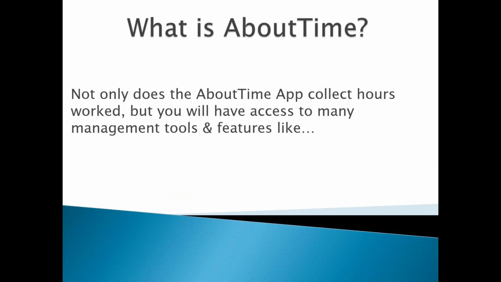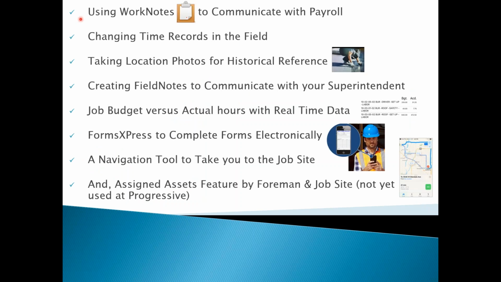Not only does the About Time app collect hours worked from the field, but you will have access to many management tools and features like using work notes to communicate with the payroll processors. You'll also have access to changing incorrect time records on your device for those who registered time on your device that day. You'll be taking location photos for historical reference and to use for disputes. You'll be creating field notes to communicate with your superintendent back at the office about the progress of the job every day. Next, you'll be able to monitor the budgeted hours for the job you are leading versus actual hours worked in real time. And this is in the About Time app, and you can access it at any time.